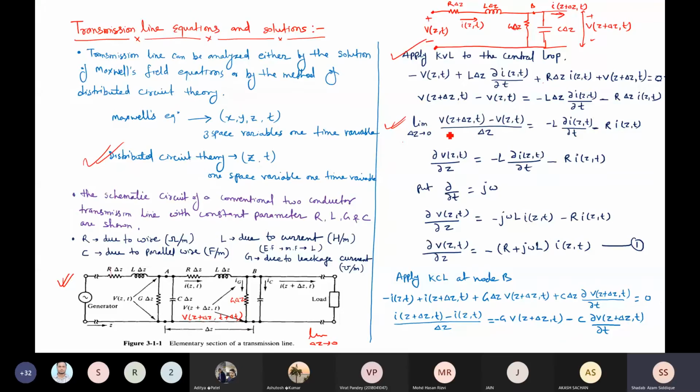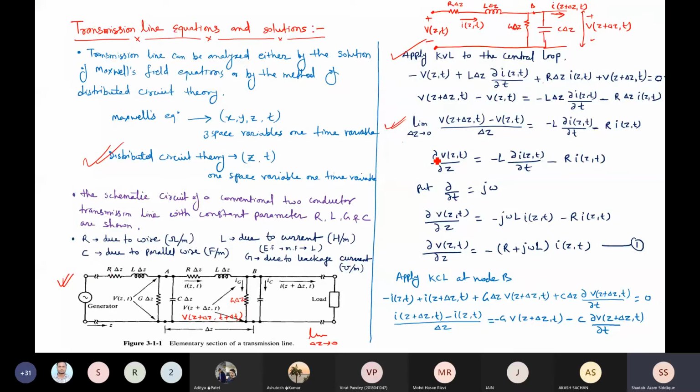So this will become the limit as delta Z tends to 0 of [V(z+delta Z, t) minus V(z, t)] divided by delta Z. What is this? This is nothing but a differential function, which you might have studied in the 12th standard.